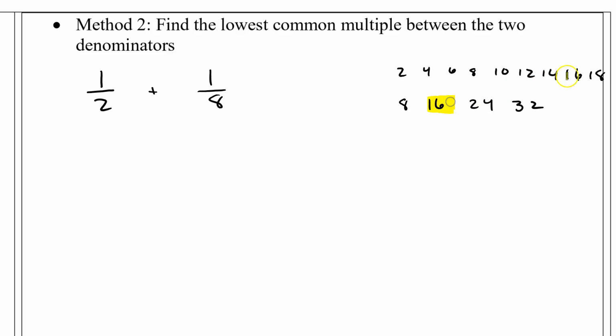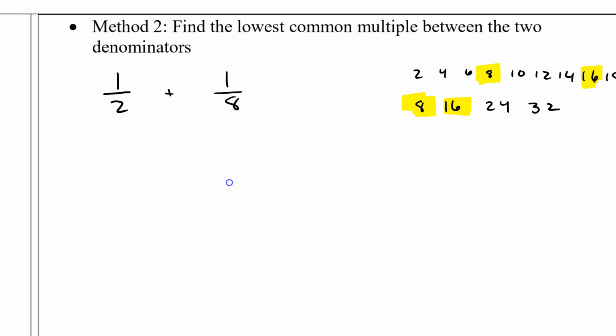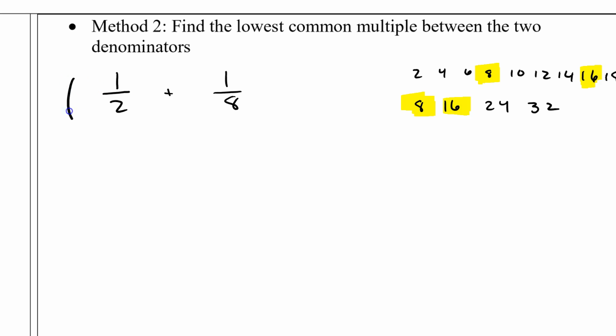So we're noticing that we do have common multiples. I have 16 and 16. I have 8 and I have 8, but my lowest common multiple is going to be 8, the one that comes up first. So that means I don't have to do anything to this one. However, to this one, I need to make sure that the denominator is 8, so I have to multiply 2 by 4 to get to 8. So I multiply the numerator by 4 too. So I have here 4 over 8 plus 1 over 8.